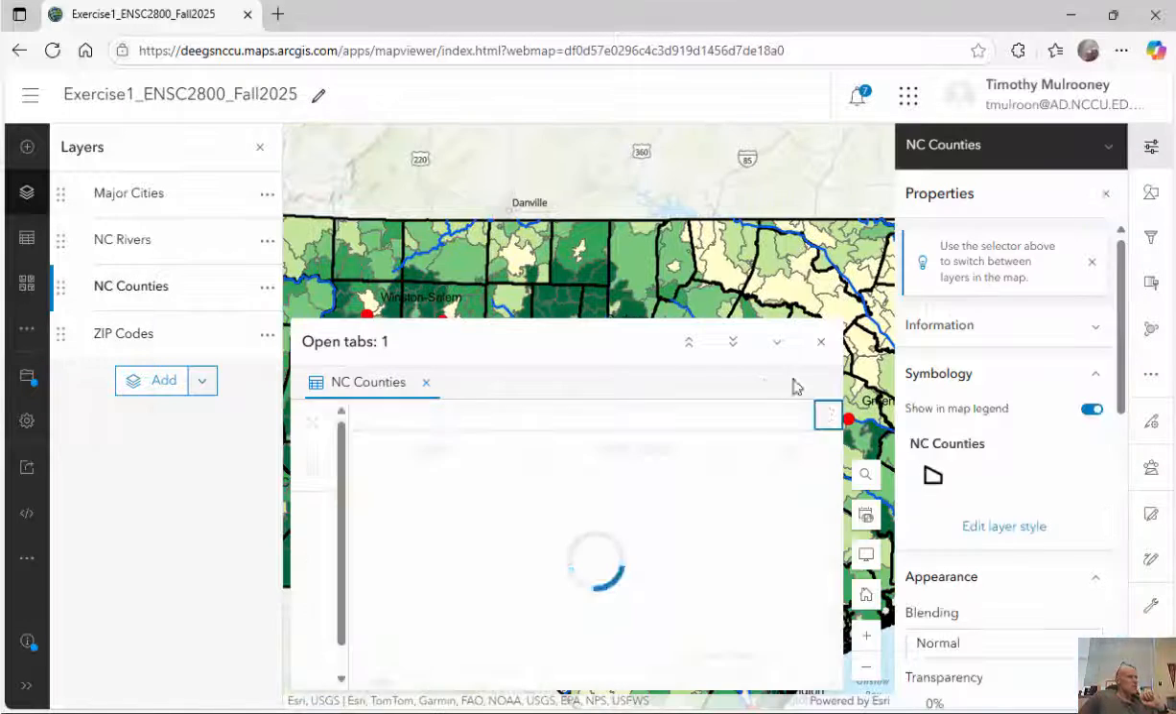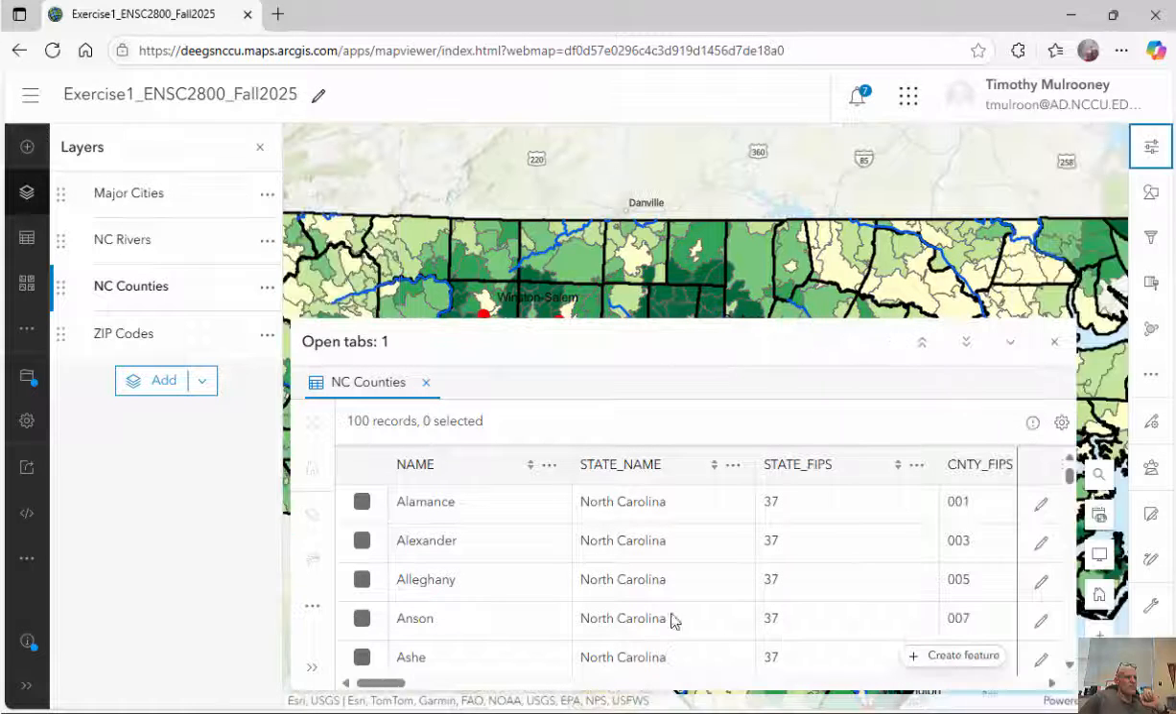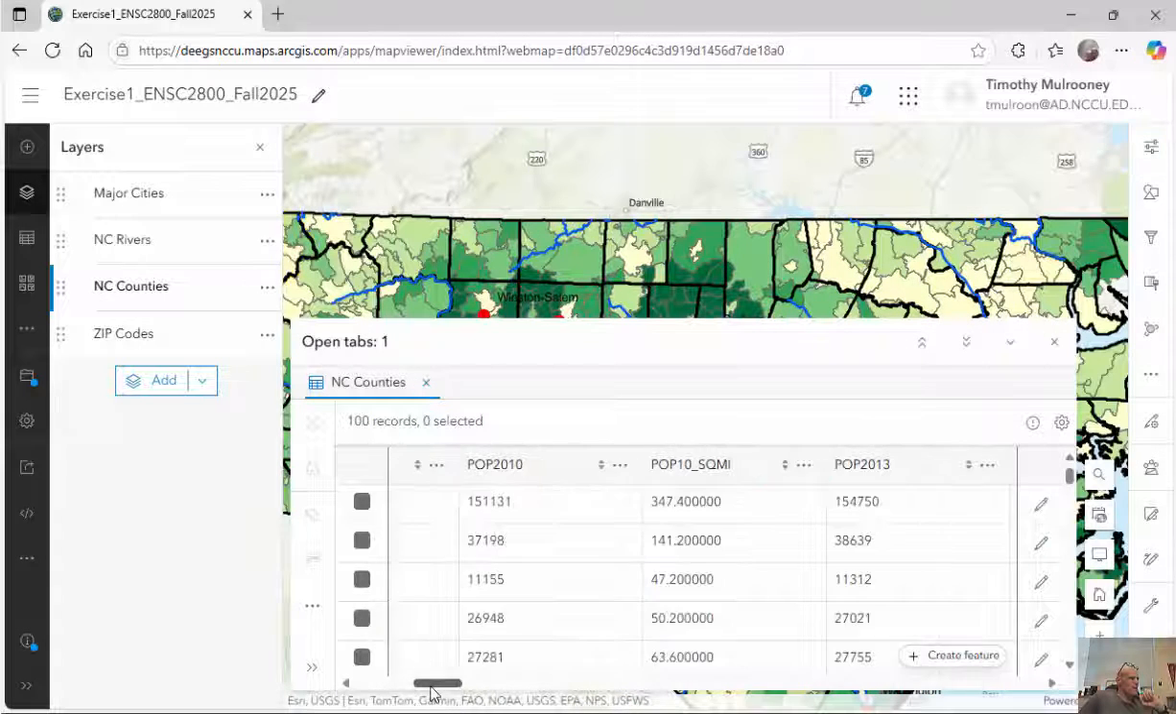Okay, I'll show the table for counties right here. So you can see there's 100 counties. I can highlight Alamance County. Look at that. And you can see it's highlighted on the map. Okay. So what I can do with all of these, and I'll X out of this here, I can sort these as well. So for POP 2010, I can sort from lowest to highest, highest to lowest.